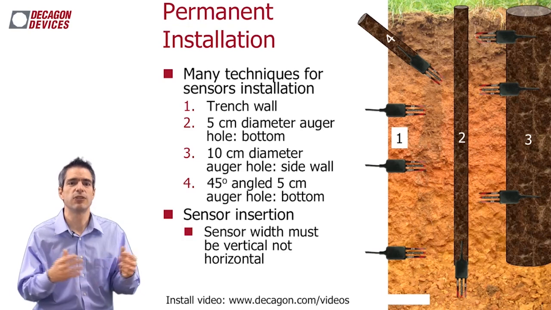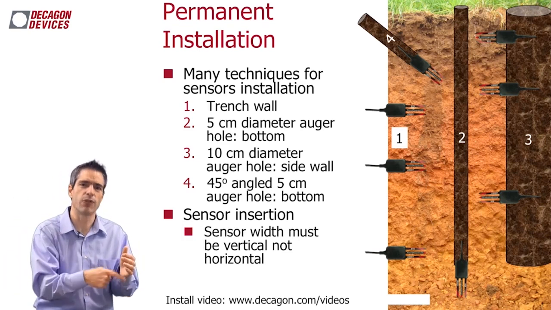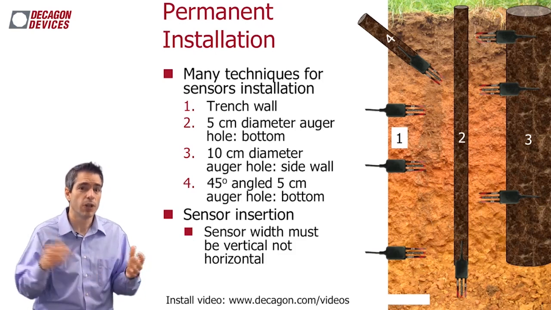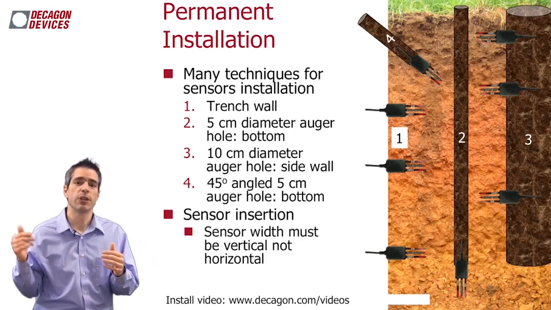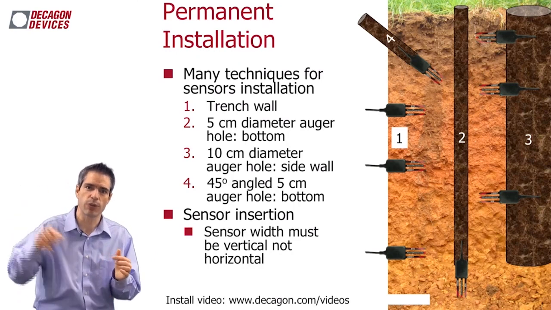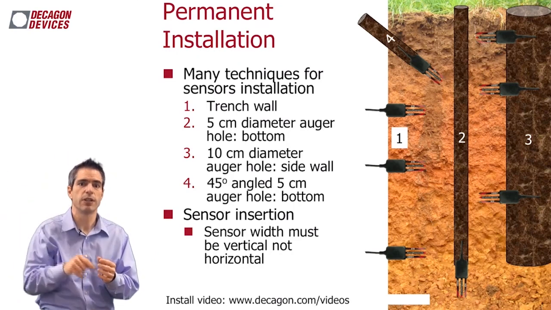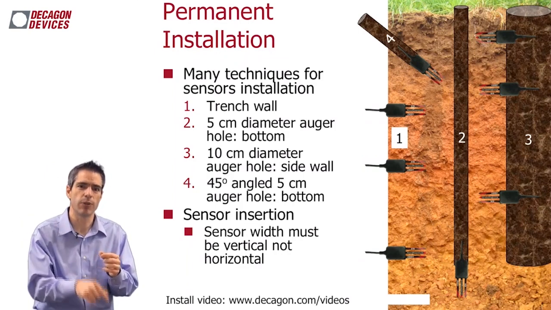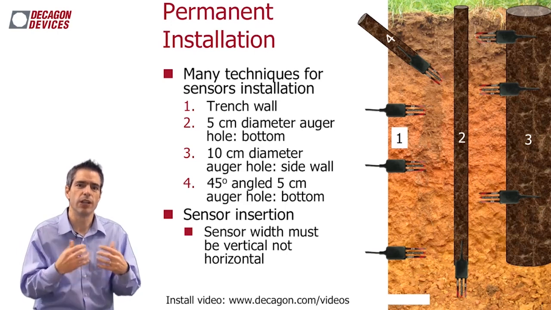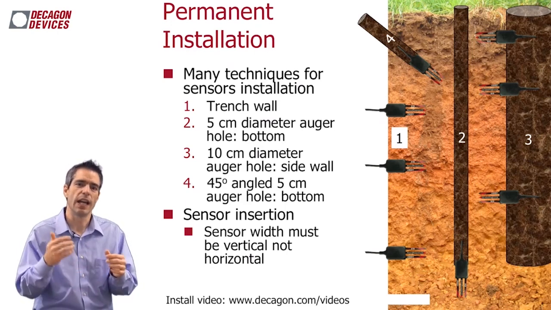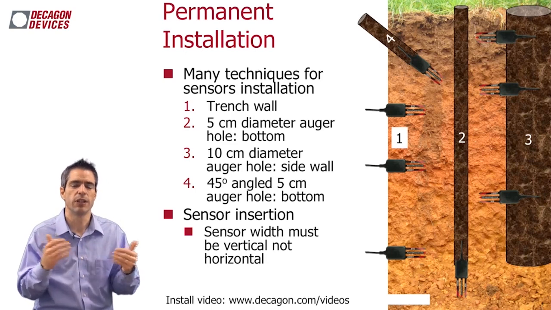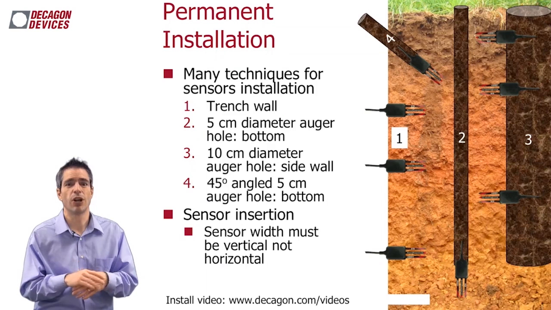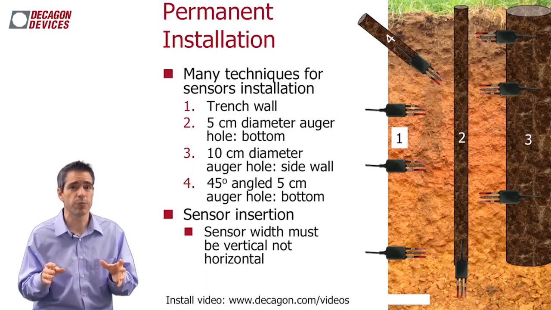Finally, other techniques that I've seen: augering in at a 45-degree angle and then inserting the sensor at the bottom of that hole. Why 45 degrees? Well, because there is a concern that if you have your cables running straight up to the top of your hole, it might allow preferential flow of water down the cable and down that newly formed hole and essentially change your measurements. If you run in at a 45-degree angle, there will be a lot less likelihood of that happening.